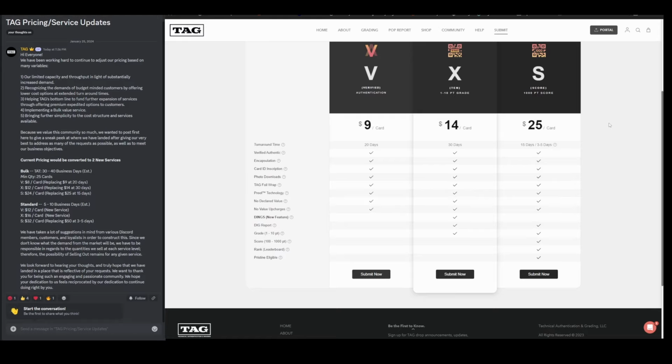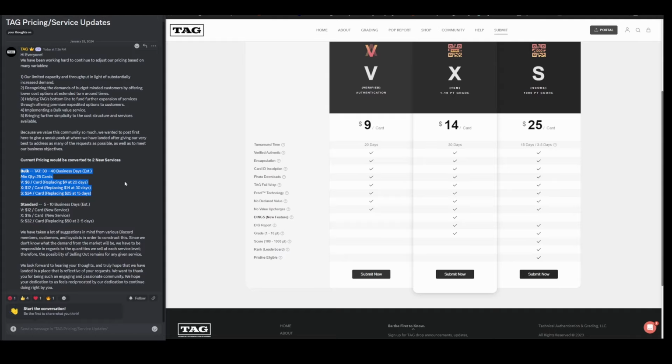All right, what are they moving to? It's this little section over here. They are adding bulk. 30 to 40 business day turnaround time, X $12, S $24. The trick here is the minimum of 25 cards, needing that for a bulk order to unlock those prices. I don't know what their bulk submission stuff looks like.